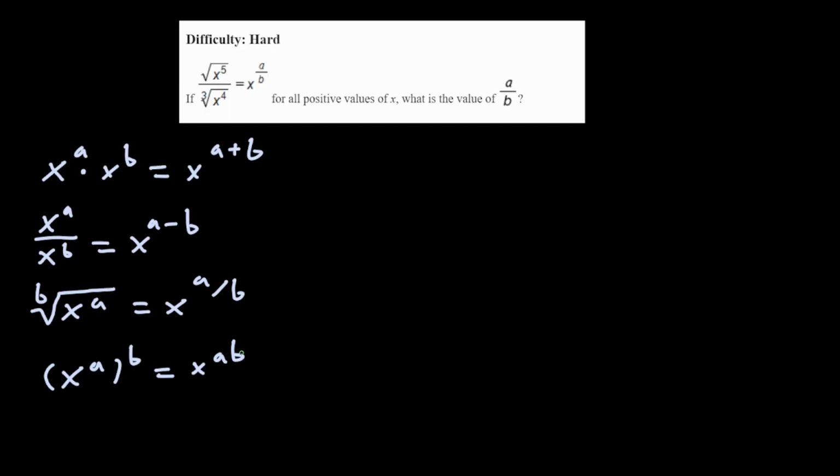For this question, it asks if the square root of x to the fifth over the cube root of x to the fourth equals x to the a over b for all positive values of x, what is the value of a over b? On the left-hand side, I've written down multiple exponent rules that are commonly used in the SAT, as well as this question. So we can rewrite the fraction as x to the 5 over 2, since it's the square root of x to the fifth, over x to the 4 over 3, because it's the cube root of x to the fourth.